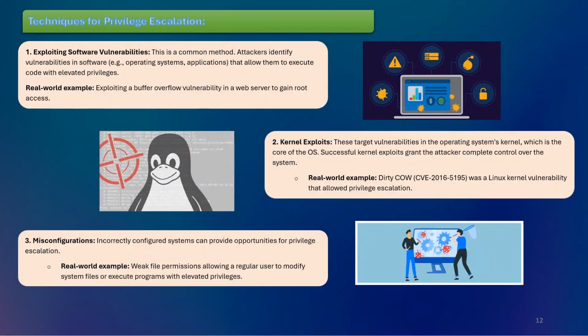Techniques for privilege escalation. Attackers exploit software vulnerabilities to escalate privileges. Kernel exploits target the core of the operating system, while misconfigurations such as weak file permissions provide unauthorized access to critical system files.